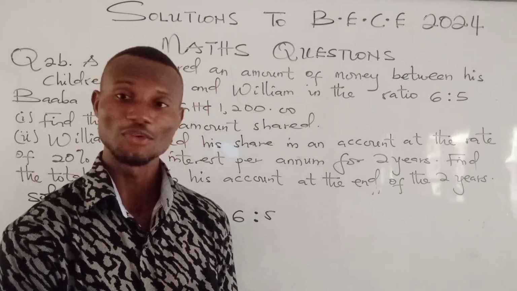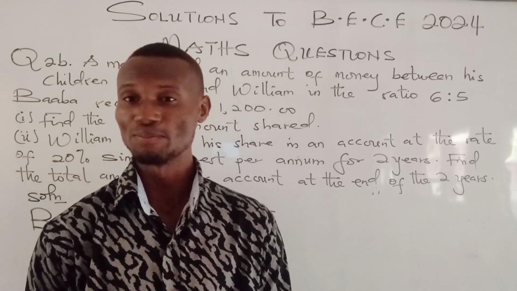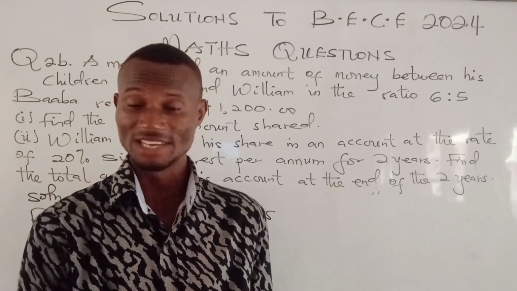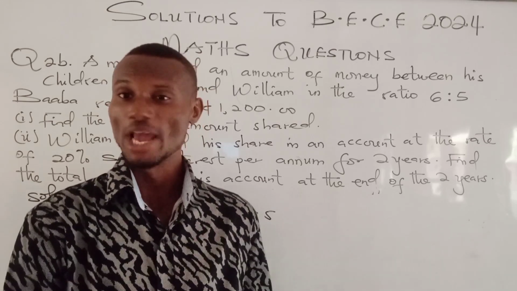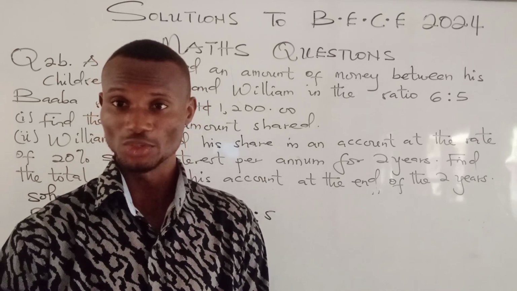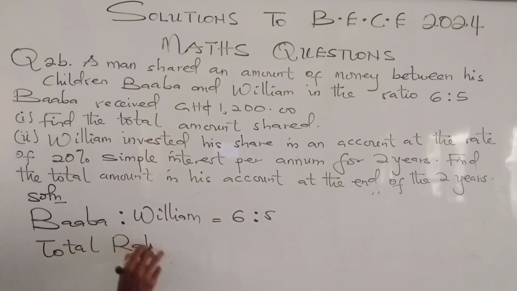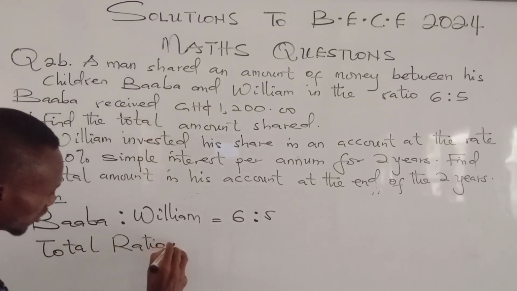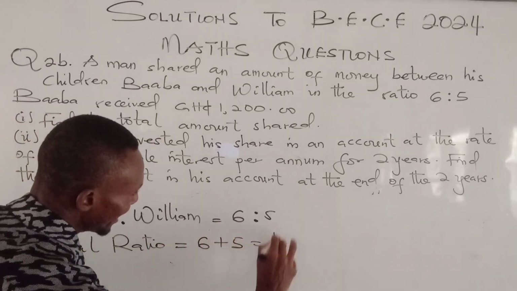So how do you find the total ratio? It's very simple. The total ratio is simply the addition of the ratios given. The question will not tell you to find the total ratio, but you need to find it and put it down because it will help you to answer the questions that they will ask you. So let's find the total ratio. My total ratio will be equal to 6 plus 5, which will give me 11.